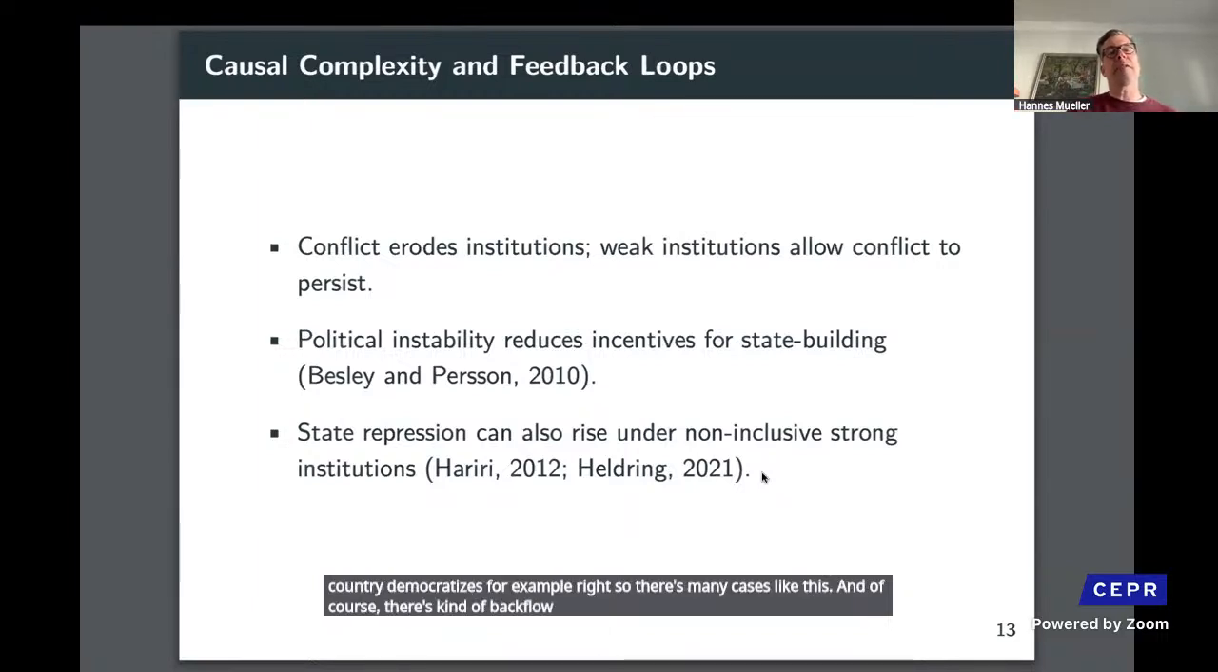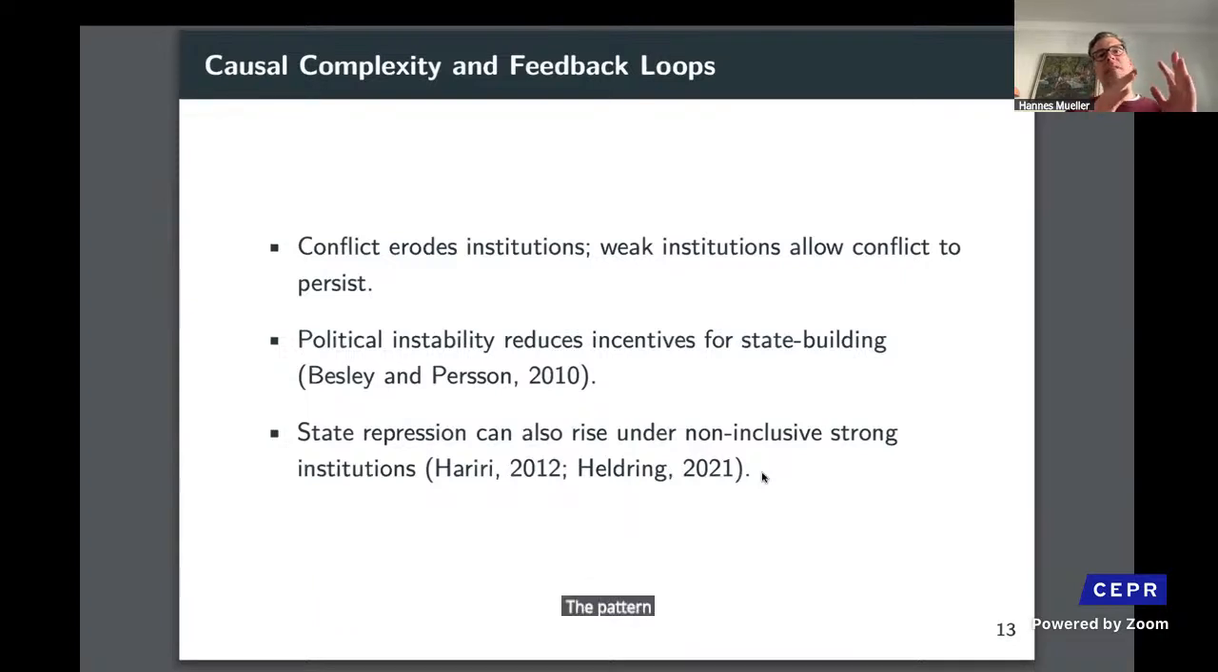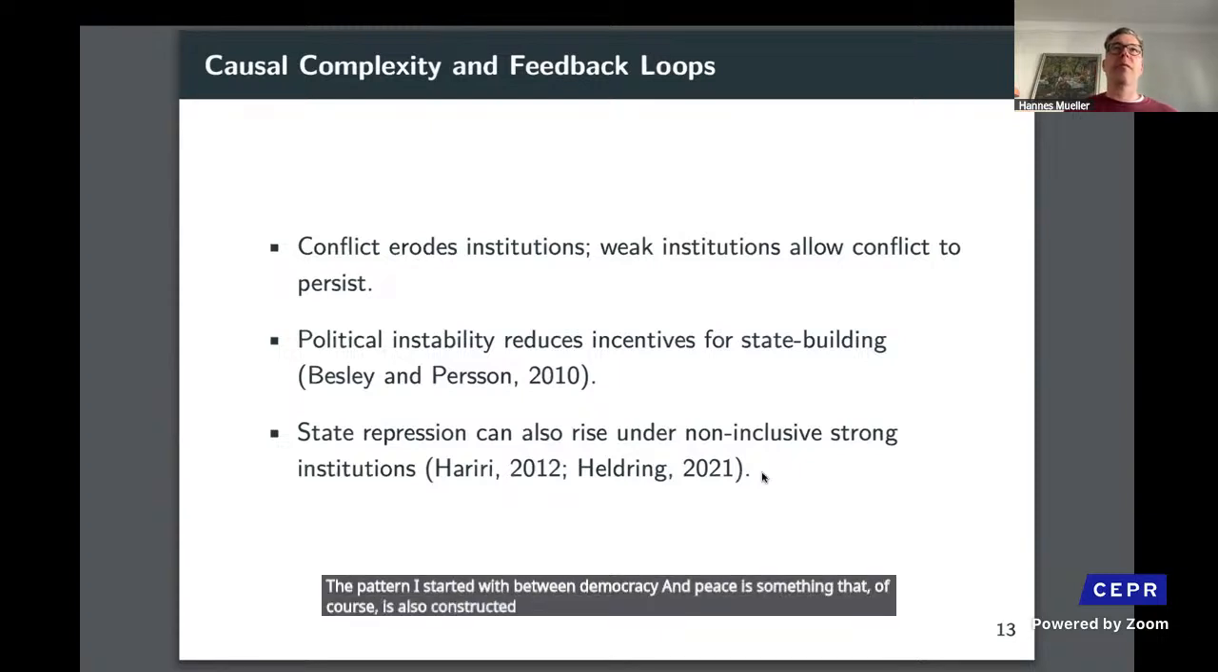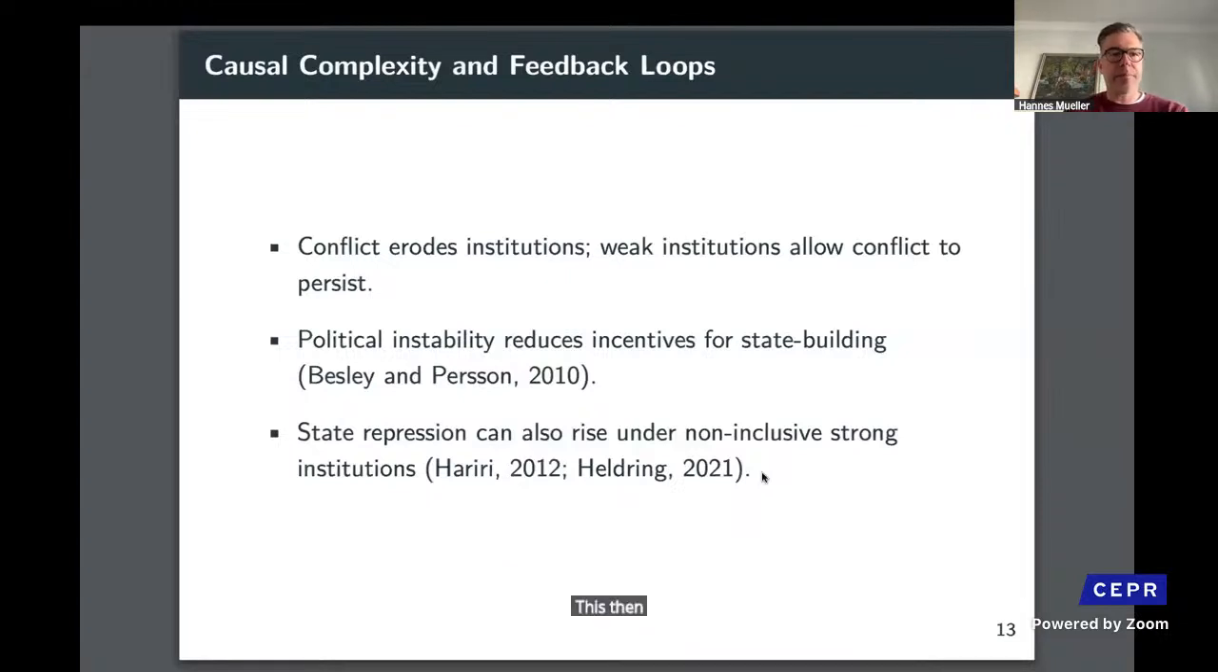So the pattern I started with between democracy and peace is something that, of course, is also constructed from causal drivers in the other direction, where a peaceful environment allows institutions to develop further and the economy to develop further, and therefore this then stabilizes things again.